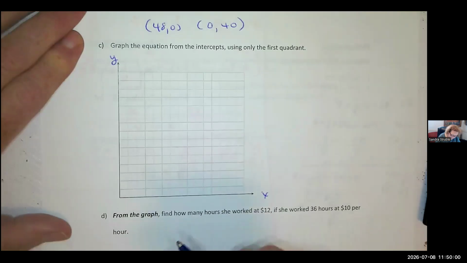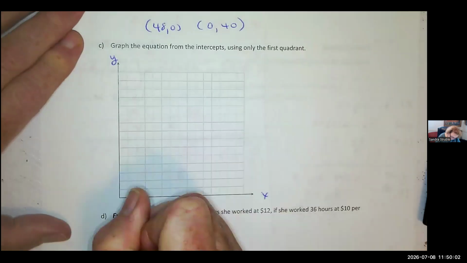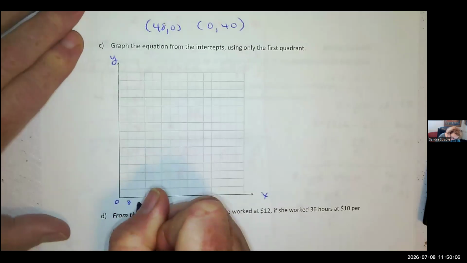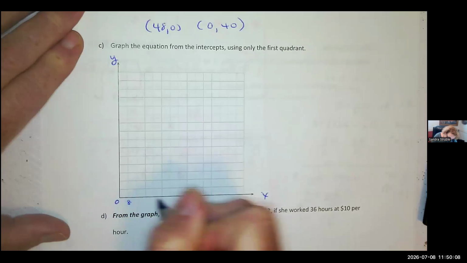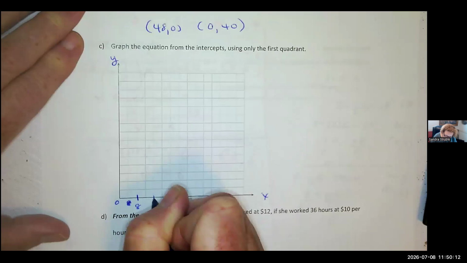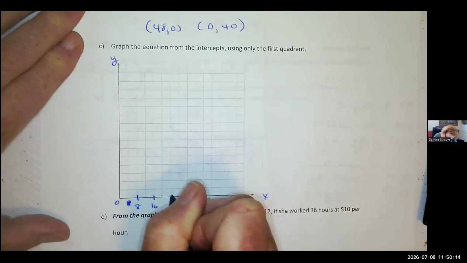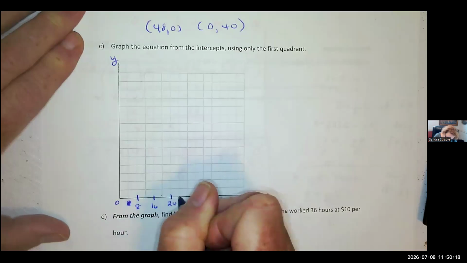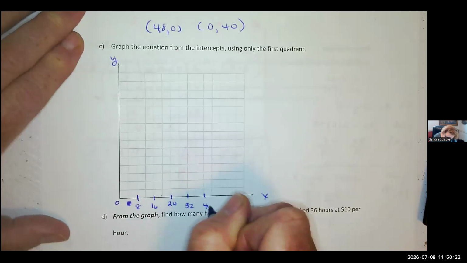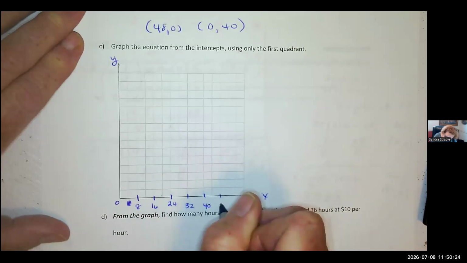So if this is 8, so this is 0, 8. I'm going to give it spaces actually. I'm going to make this one 8, 1, 2, 16, 1, 2. 8 times 3 is 24. 8 times 4 is 32. 8 times 5 is 40. 8 times 6 is 48. 8 times 7 is 56.